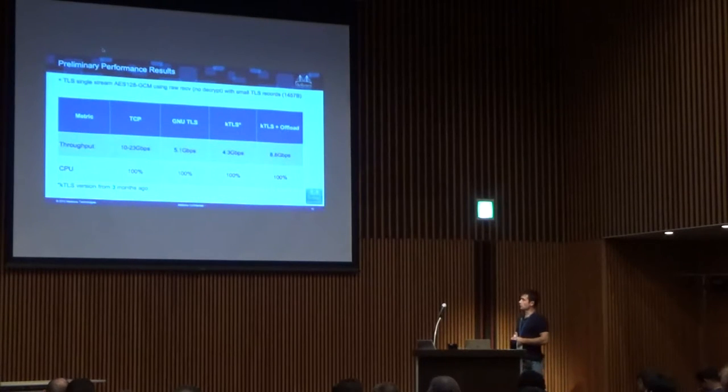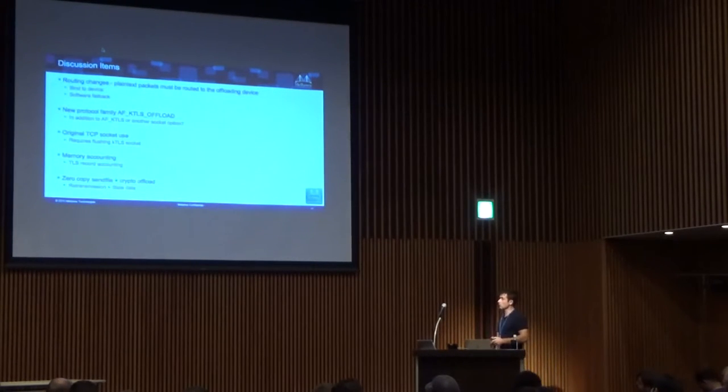CPU. So with TCP, we see from 10 to 23 gigabits per second. Those all measurements are from the transmit side only. So the CPU is 100% in all cases. With GNU TLS, we see 5 gigabits, with KTLS 4, and with offload, we see 8. Again, those are the results for AES-GCM with small TLS records. With larger TLS records of 16K, we might see somewhat different results, but in any case, the offload of encryption is still going to be significant.